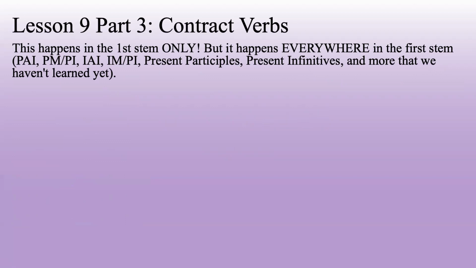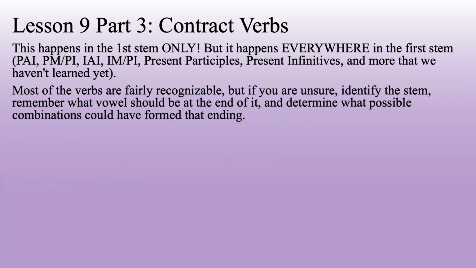This happens in the first stem only, but it happens everywhere in the first stem: present active indicative, present middle passive indicative, imperfect active indicative, imperfect middle passive indicative, present participles, present infinitives, and more that we haven't learned yet. So it's going to happen everywhere in the first stem. There's going to be contraction.